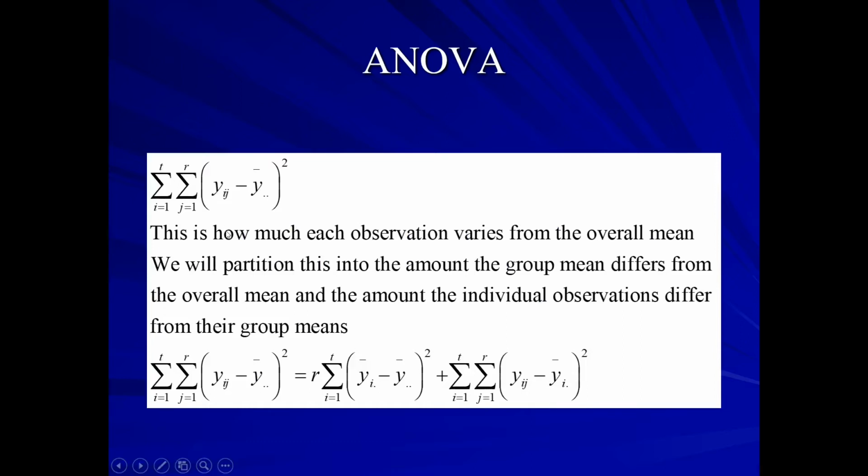What we've got here, this sum across treatments and replications of Yij minus y bar dot dot quantity squared, this is going to be called our sum of squares total. This is the total variability, the total squared deviations for all of our observations. So we're taking each observation, subtracting the overall mean, and squaring it. We're going to do this for all observations. This is how much each observation varies from the overall mean.